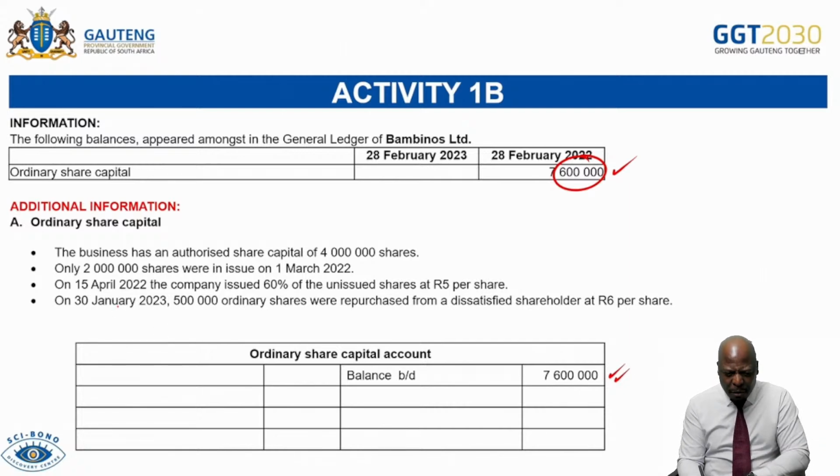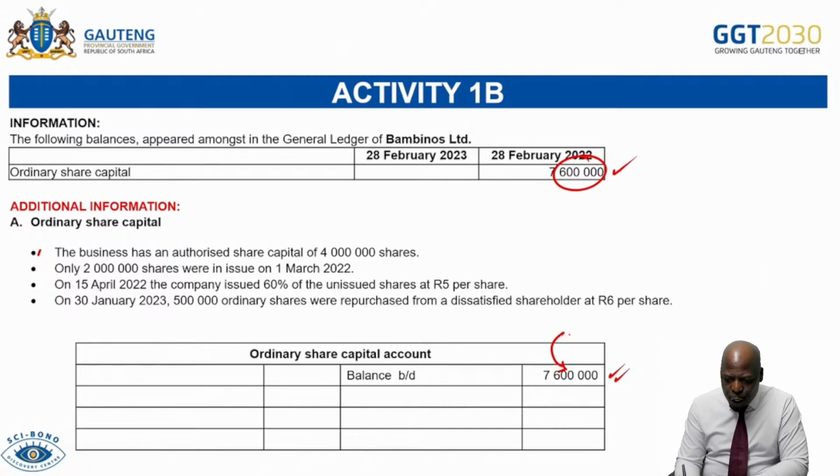Okay, let's come to the information there. Let's start with bullet number 1. The business is authorized 4 million shares. Only 2 million shares were in issue on the 1st of March. So in other words, for us to arrive at the 7.6 million here, we had issued 2 million shares. And then we are told that on 15 April, the company issued 60% of the unissued shares.